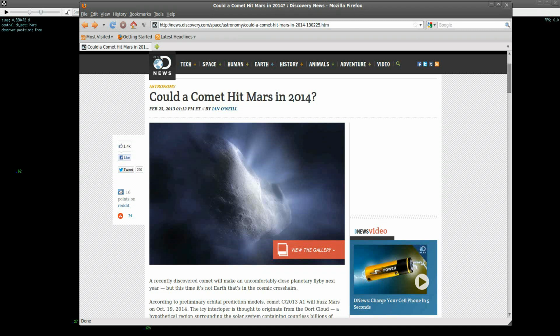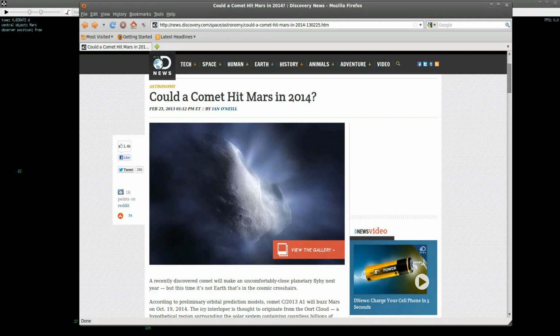Hi folks, today I'm going to be talking about a comet that will be making a very close pass to Mars next year and might even collide with the planet. I'm talking about Comet C/2013 A1 Siding Spring. Now that designation means it's a long period comet and that it was the first one discovered this year.